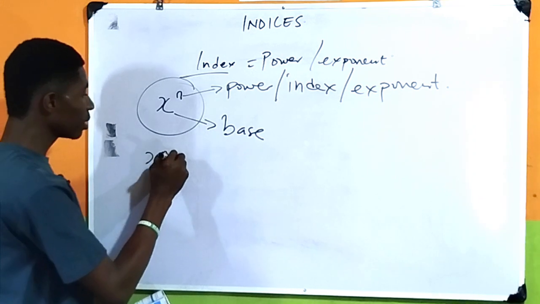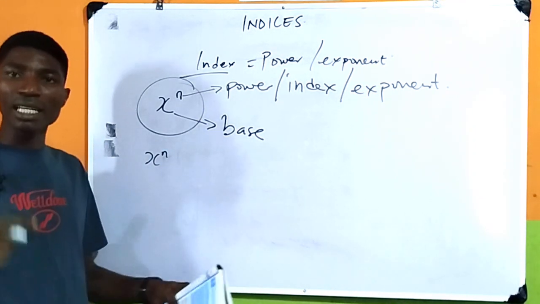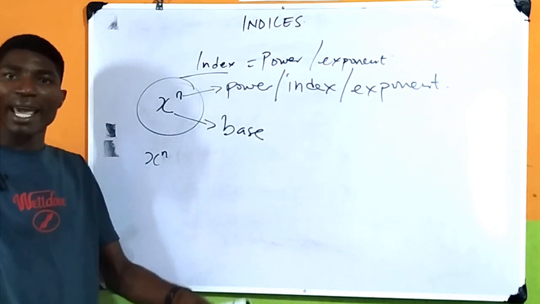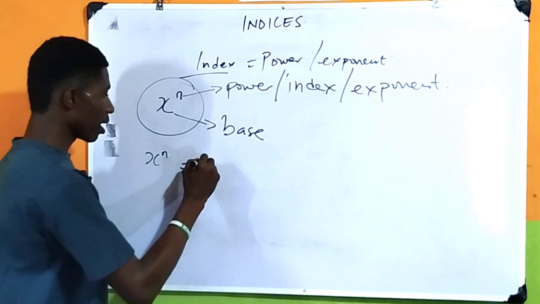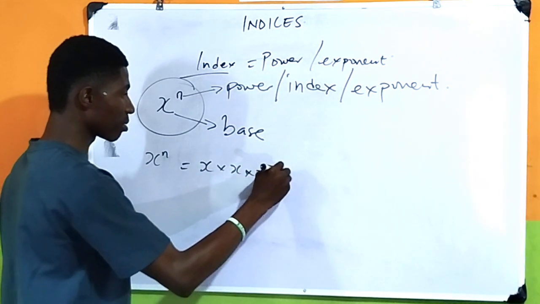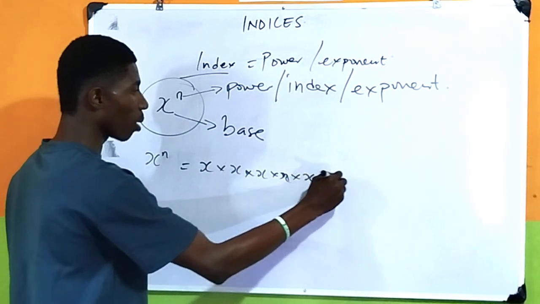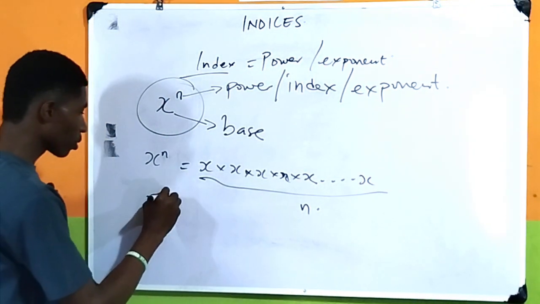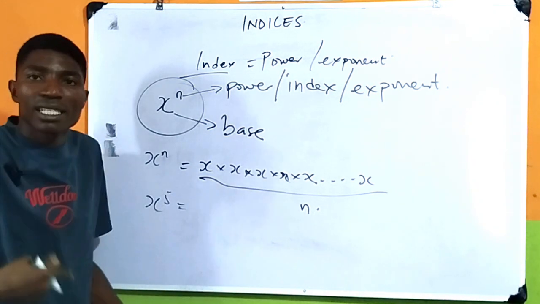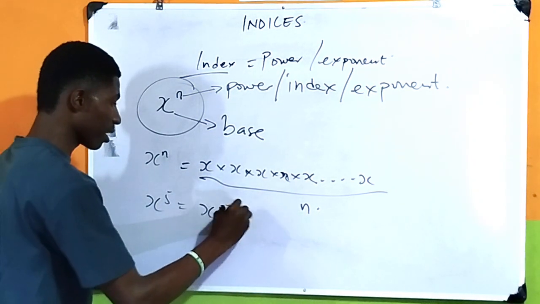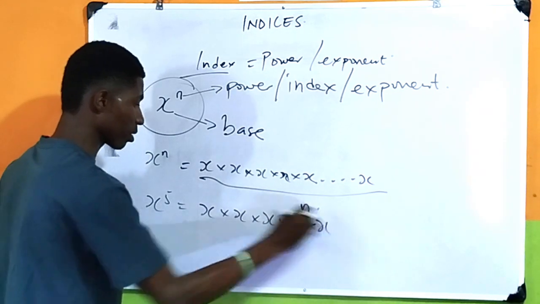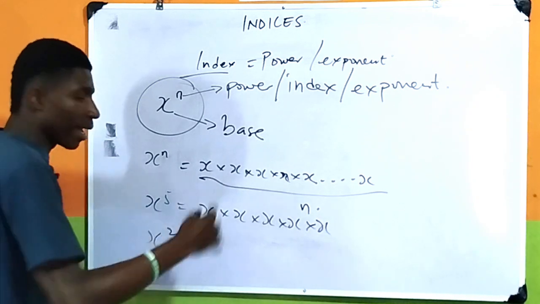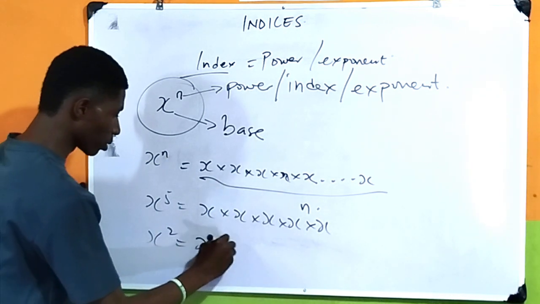Now, x power n means that x is multiplying itself n times. That is x times x times x up to n times. So x power 5 means what? X is multiplying itself 5 times: x times x times x times x times x. 1, 2, 3, 4, 5. X power 2 means what? X is multiplying itself twice. X times what? X.